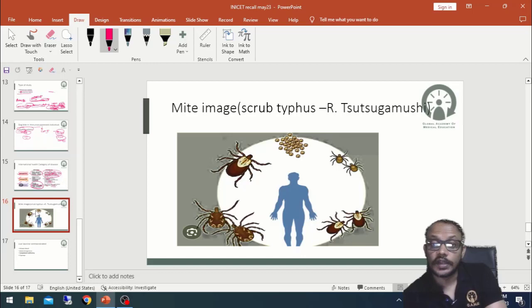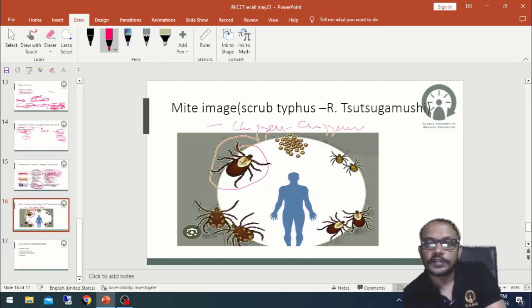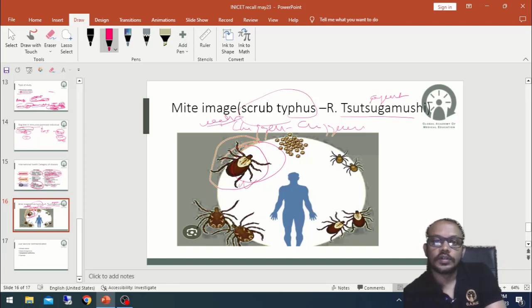Another question had an image of a mite. This mite image is related to chiggers. Chigger is basically chiggerosis, or you can say scrub typhus. The agent is Rickettsia tsutsugamushi, and the mite is the vector. So this was the image, and the question asked what is the causative agent of the disease, that is scrub typhus, that is Rickettsia tsutsugamushi.